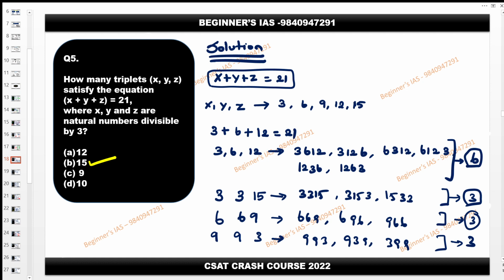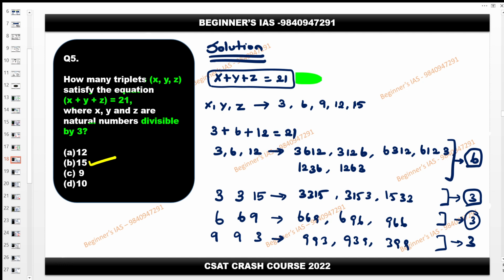The first statement provided in the question is how many triplets you need to form. Listen carefully. I will tell you the simple things. It is given that x plus y plus z is equal to 21. Then x, y, z are natural numbers, which means they are divisible by 3. Let me take this as 3, 6, 9, 12, 15.